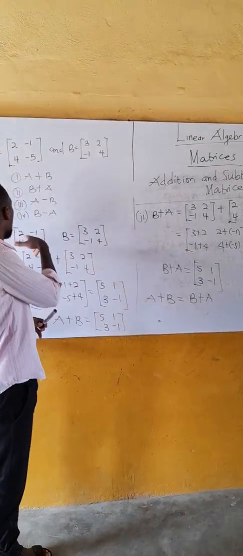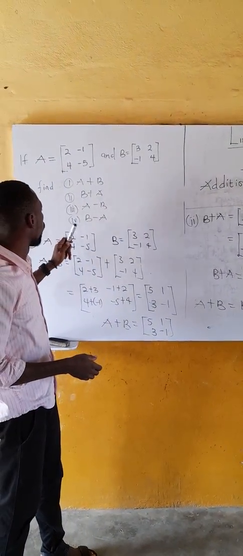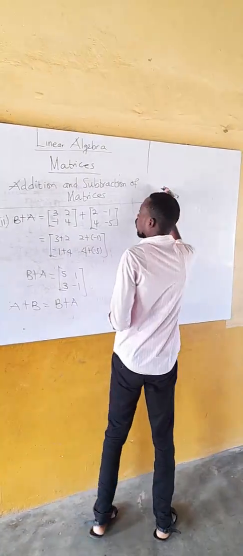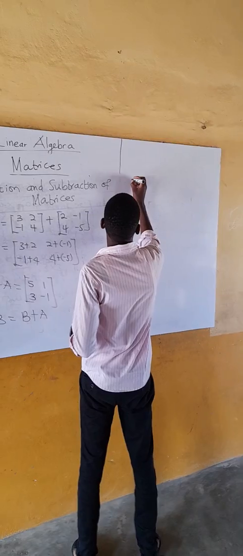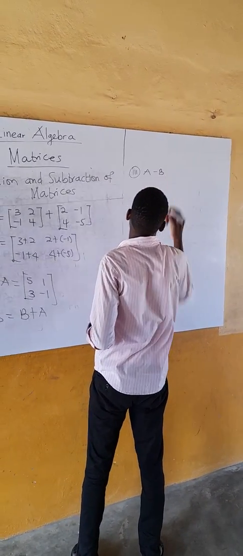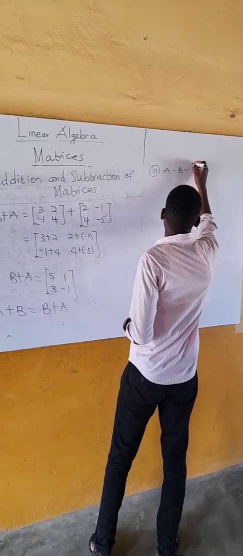Now let's find the third and the fourth one. So we are finding A minus B. So what's our A?